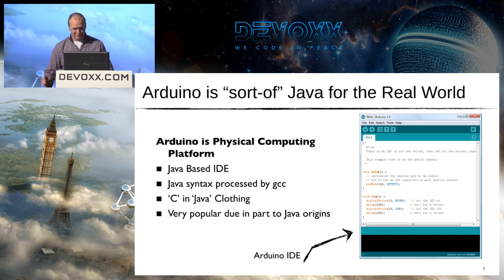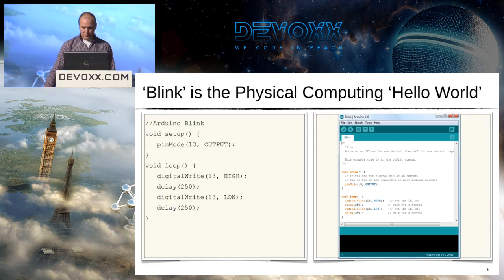In steps Arduino. Now Arduino is sort of Java for the real world. It's become something of a de facto physical computing platform. But it's actually based on Java. It's got a Java IDE. Its syntax is also based on Java, but it's processed by GCC. So it's kind of a C in Java clothing. And it's become very popular, in part due to its Java origins.